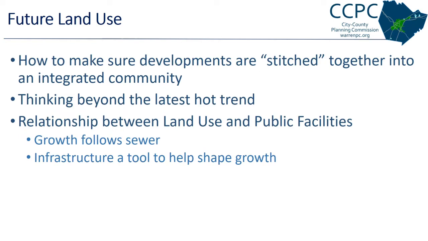So taking some of the themes from the 2012 Comprehensive Plan video, one of the concepts out of that is how to make sure developments are stitched together in an integrated community. We want all elements of the Comprehensive Plan, goals and objectives, working together to get that community stitched together in a fashion that we all want to have. So to do that, you've got to think beyond the latest hot trend. What is hot in the market today wasn't the hot thing 5 years ago, won't be the hot thing in 5 years. So we've got to think beyond that and think long term through the year 2030.